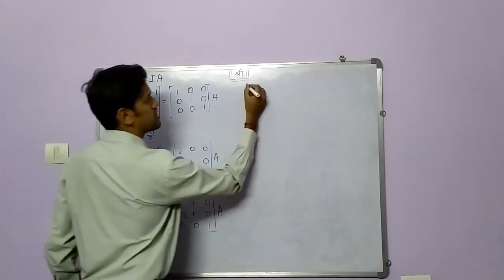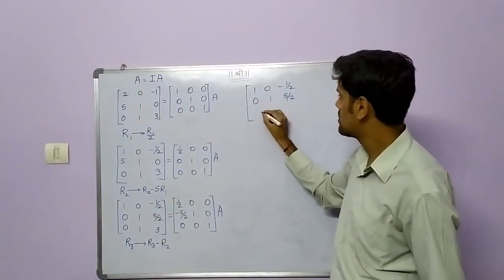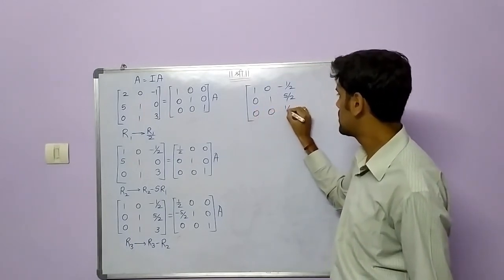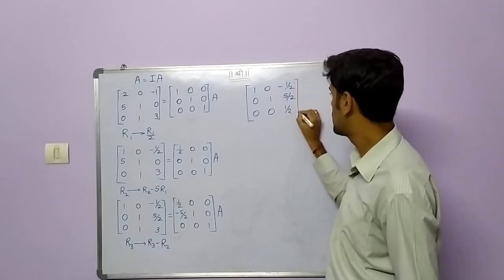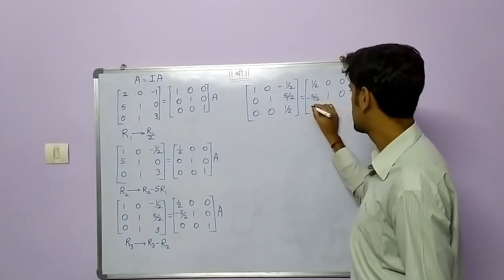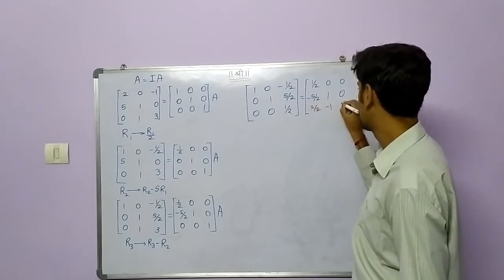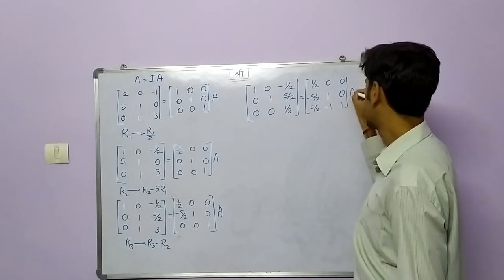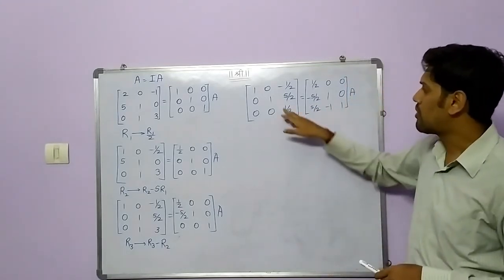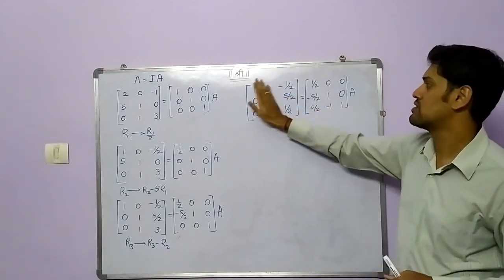I'll write the next step over here. And R3 will become into A. Once we have obtained this matrix, now this 1 and this 0 have been obtained. So we are finished with these two parts.